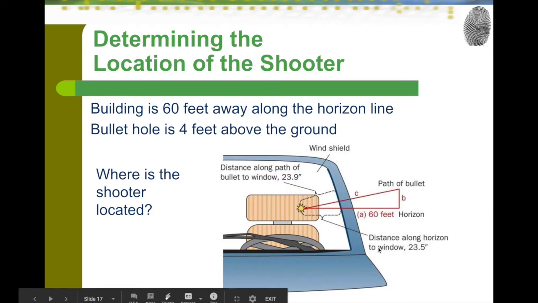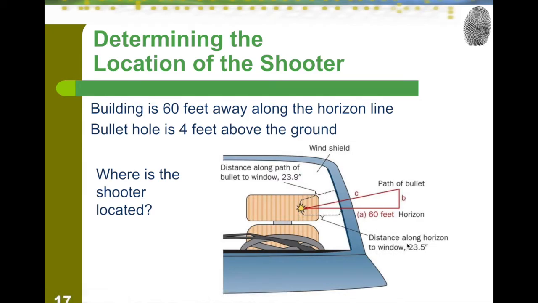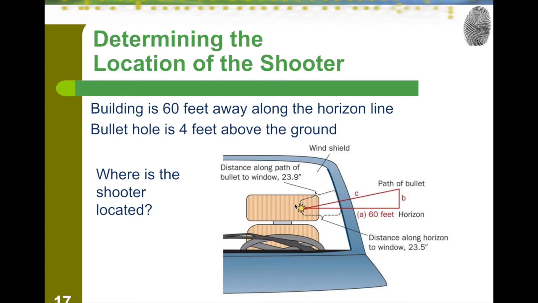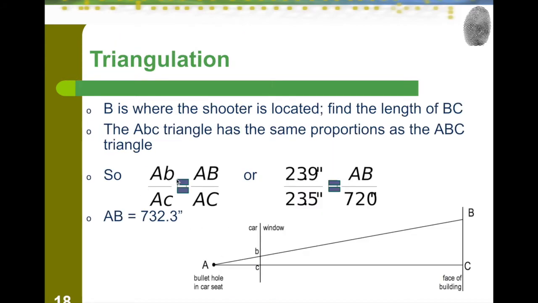So distance along the horizon to the window. From the bullet hole to the window is 23.5. From the bullet hole, the distance along this path was 23.9. So that's where they're getting big A to little b and big A to little c. That's this triangle here. So big A to little c, here's your numbers that you know. And then this one, 720 would be your 60 feet in inches, which is 720.